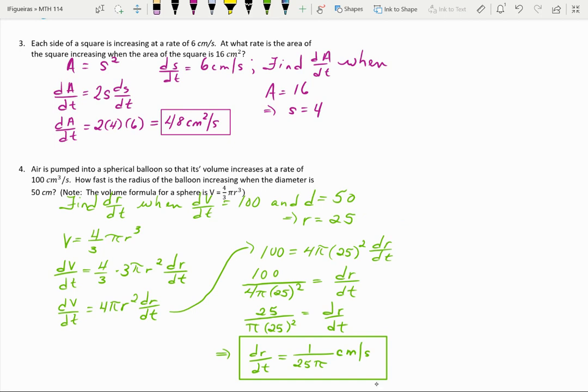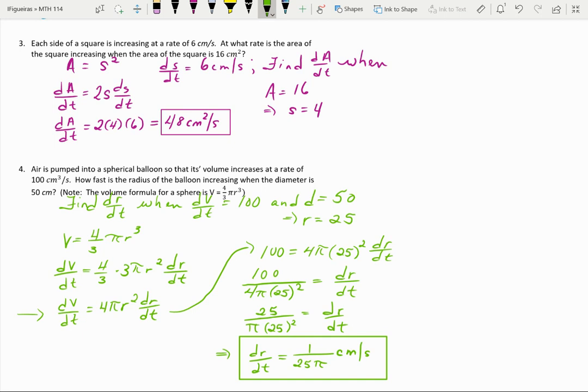Okay, so now we take our volume formula. So I'm right here right now. And I take the derivative of both sides. The derivative of V is dV/dt. The derivative of 4/3 pi r cubed, you have to apply the power rule. So it's 4/3 times 3 pi r squared followed by dr/dt. Well, the 3's will cancel. So on this last line here, I have that dV/dt is equal to 4 pi r squared dr/dt.